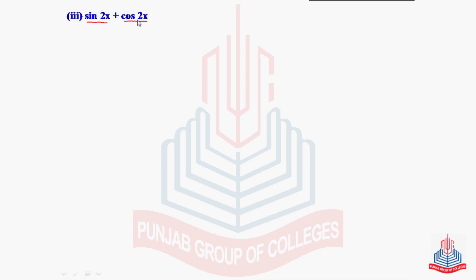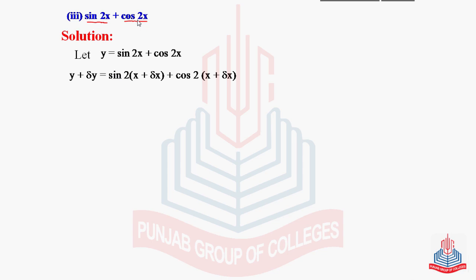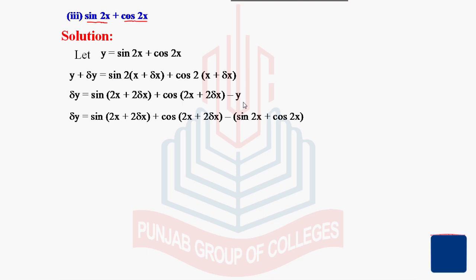So this, I think, is an easy exercise for you people. So start, let y is equal to sine 2x plus cos 2x. Then applying first step, x will be replaced by x plus delta x, and next step, this will become minus y. So putting the values of this, y will become sine 2x plus cos 2x.